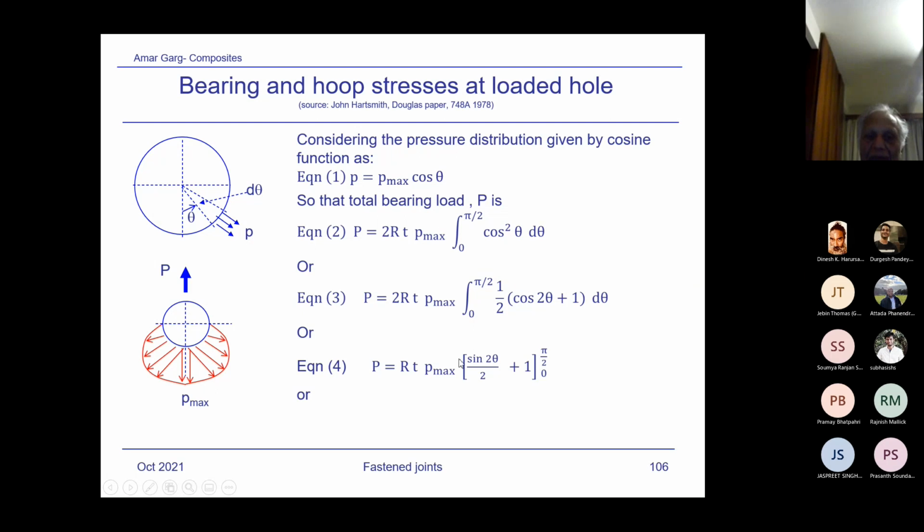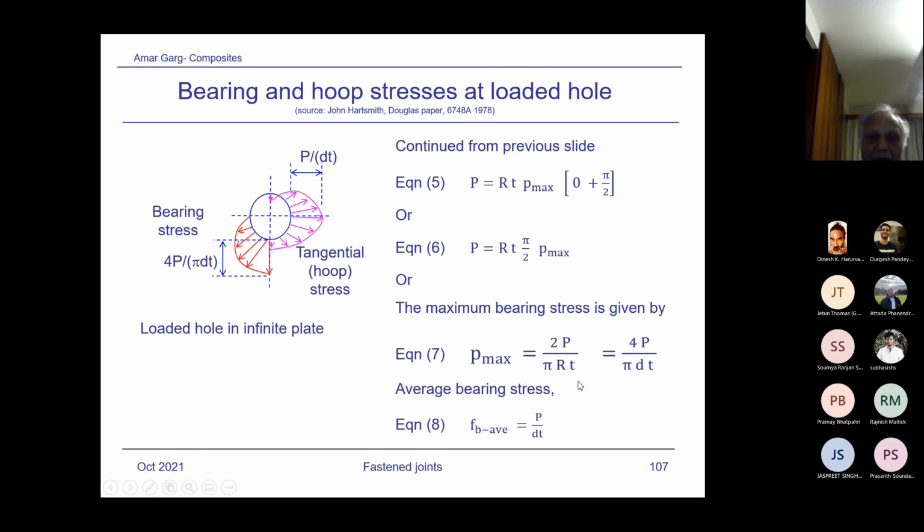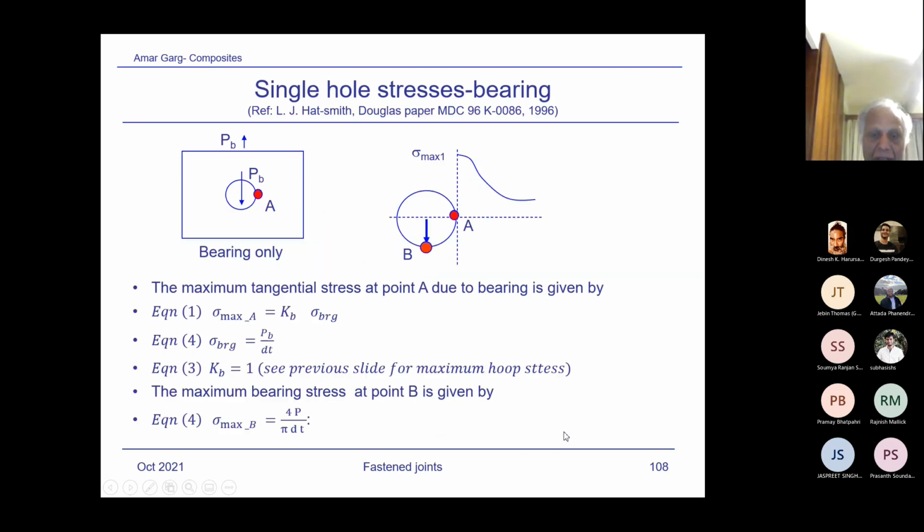Based on this, it is nothing but the integral of this force pressure, and one can calculate it, and I've shown the P max over here. You can see this P max, which I was writing, is 4P by pi dt. So this is a derivation which is simple to understand. I don't want to spend much time going through this one. And the average bearing stress, FB average, is P by dt.